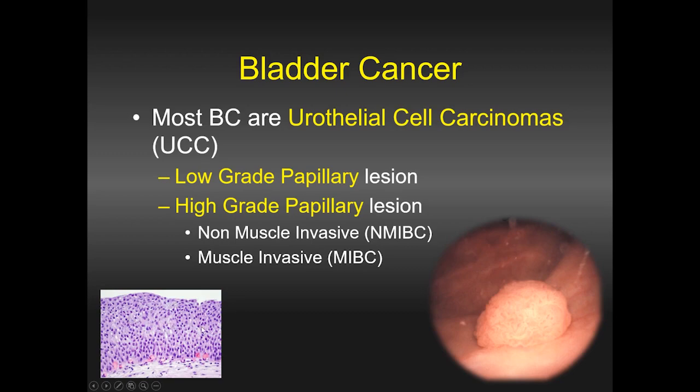If there is a tumor arising, it projects into the lumen from this urothelial surface. So this is what it looks like on cystoscopy.